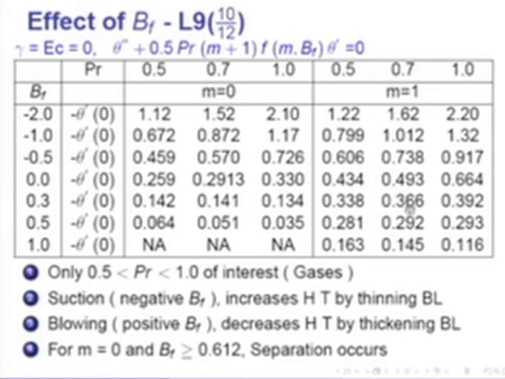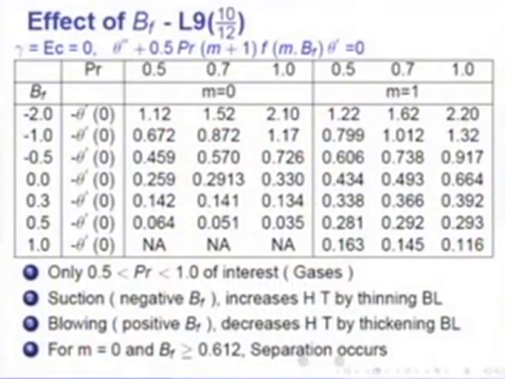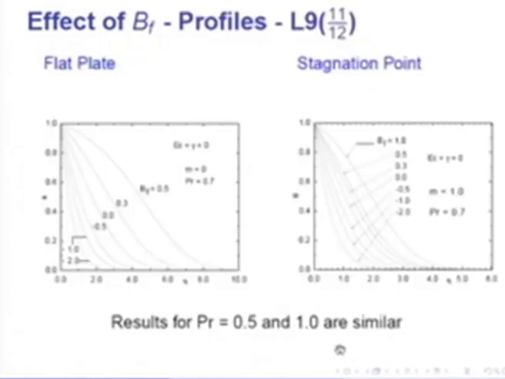And this essentially occurs because of the thickening and thinning of the boundary layers associated with suction or blowing. Suction thins the boundary layer and therefore increases the rate of heat transfer. Blowing thickens the boundary layer and therefore lowers the heat transfer coefficient. For M equal to 0, BF equal to 0.612 is a very special case, and that is where the separation occurs. You will see on the next slide the graphs.